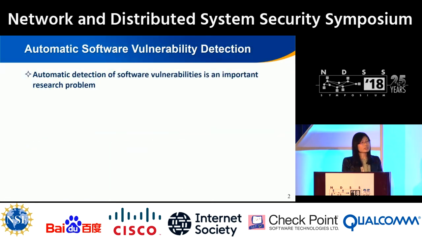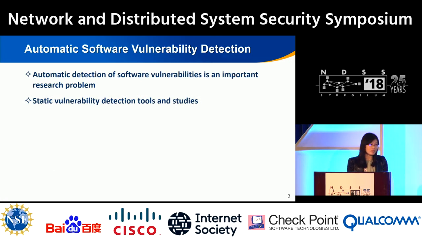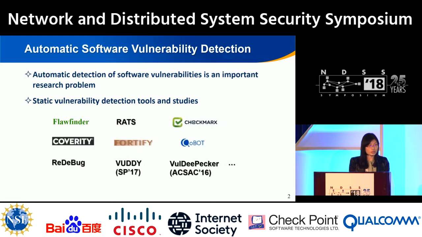At present, the software security problems usually are rooted in vulnerabilities. Automatic software vulnerability detection is an important research problem. There are many static vulnerability detection tools and studies, ranging from source code tools to commercial tools to academic research projects.